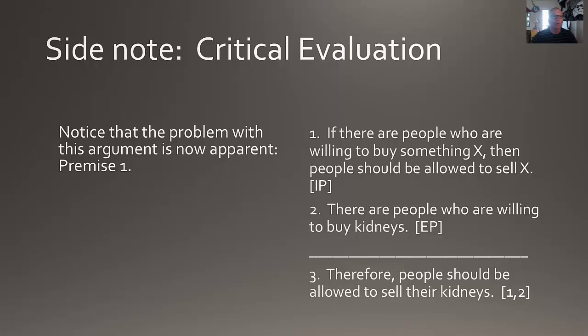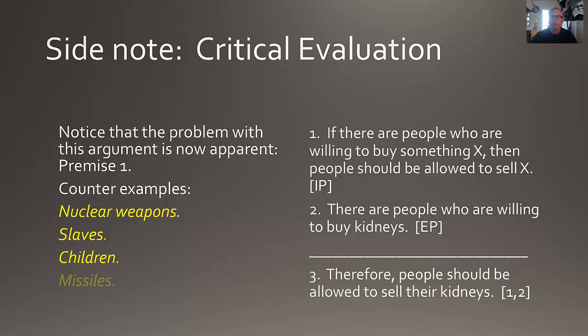Premise 1 says if there are people who are willing to buy something, then people should be allowed to sell that thing. Well, we can think of lots of obvious counterexamples to 1. I think you should probably be doubtful about 1. I am. Here's some counterexamples that illustrate why 1 is false: nuclear weapons, slaves, children, missiles, and we can come up with lots of other examples. Those are exceptions to the rule. Certainly people are willing to buy them out there, but we shouldn't allow people to sell them. So those are examples that show why 1 is false. The mere fact that people are willing to buy something doesn't mean that other people should be allowed to sell them.